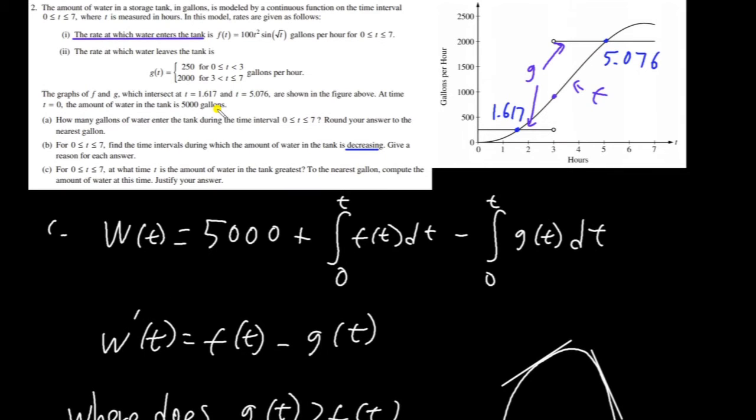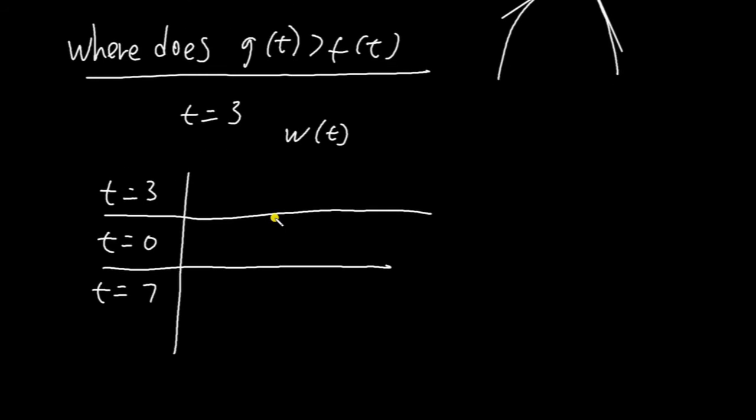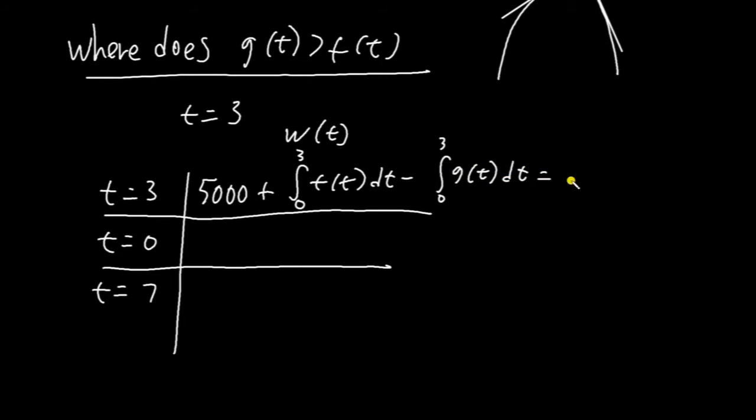Well, if we go up to w here, we just plug in 3 for t here in these two places. That's going to be 5,000 plus the integral from 0 to 3 of f of t dt minus the integral from 0 to 3 of g of t dt. If you put this in your calculator, this comes out to be around 5,126.591 gallons.